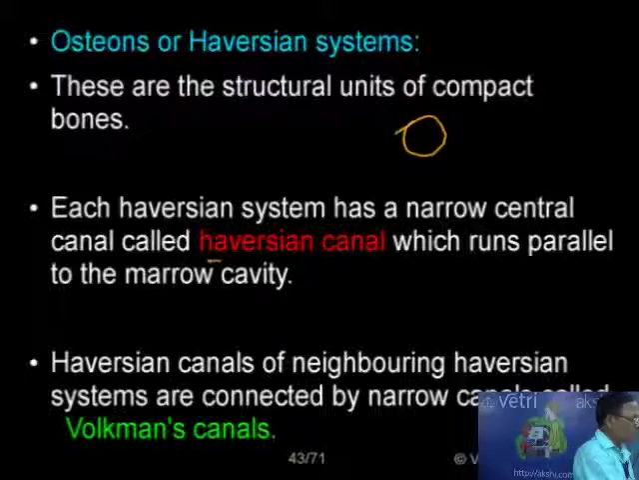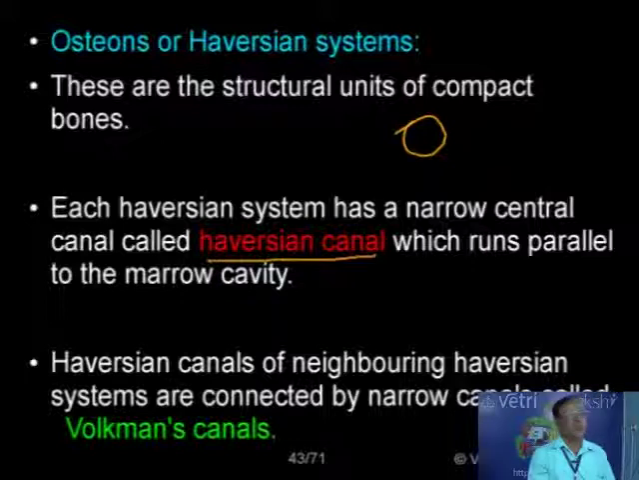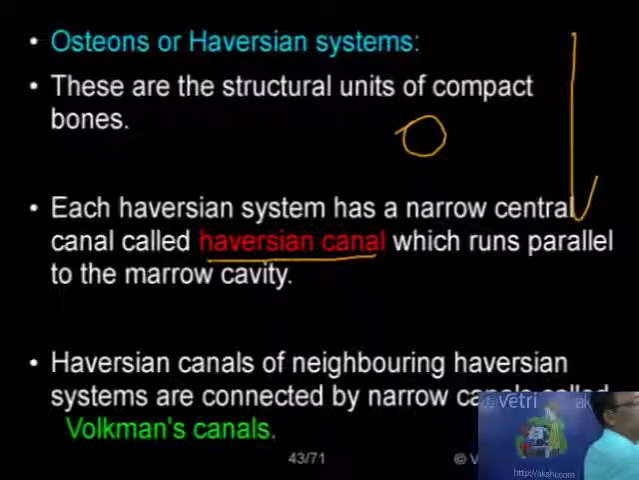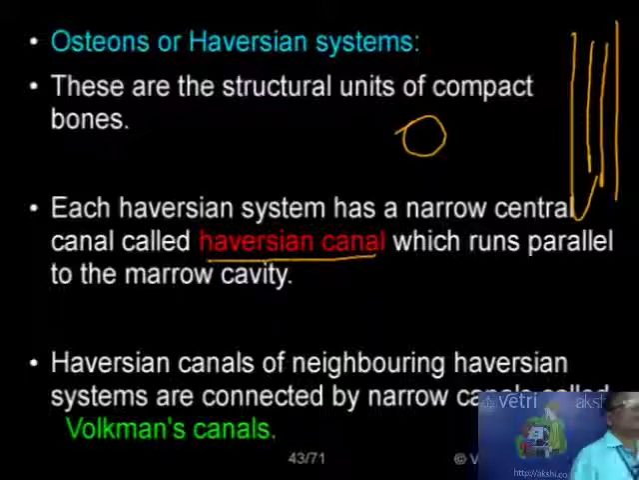This is what is called the Haversian canal. And this Haversian canal is actually running parallel to the marrow cavity. Suppose this is the bone. We have the marrow cavity. Now this is a canal which is running parallel to the marrow cavity along its entire length.